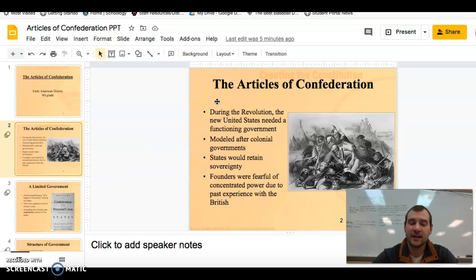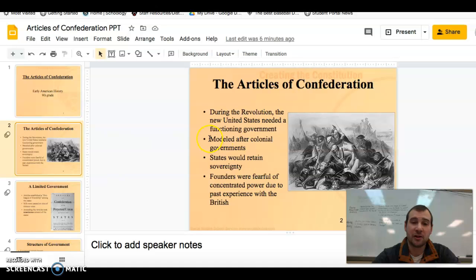So first slide. So the Articles of Confederation. During the Revolution, the new United States needed a functional government modeled after colonial governments. States would retain sovereignty. Founders were fearful of contrary power due to the past experience with Britain. Basically just saying we needed to form a government and we needed to form it fast during the Revolution. All that a lot of these people knew was their local governments and how your local governments were structured.